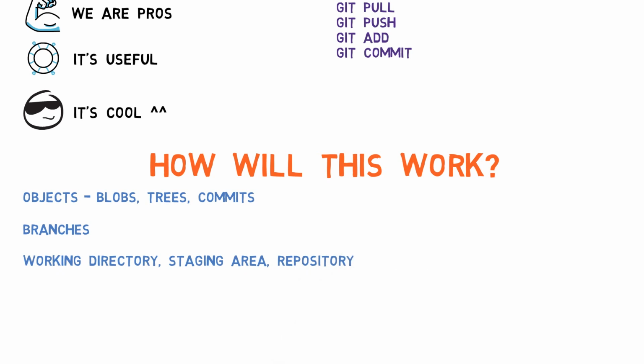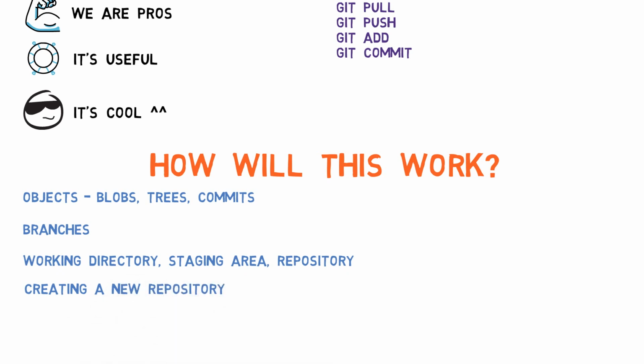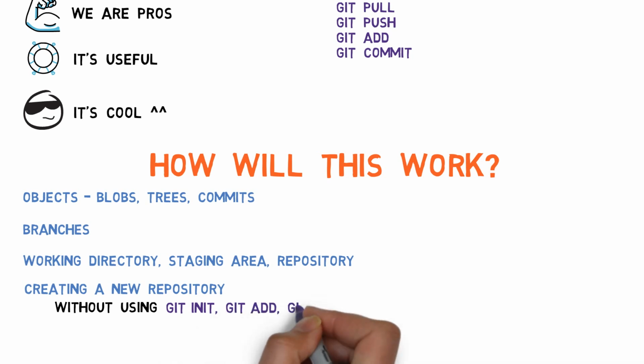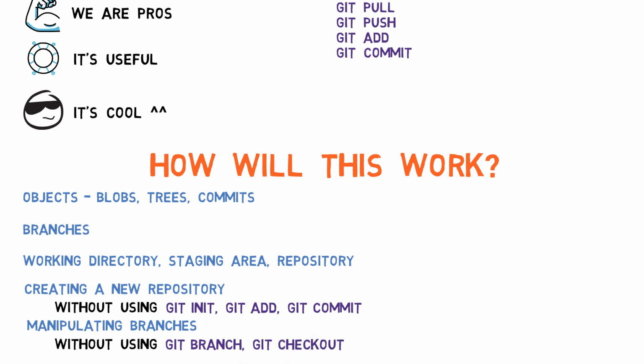We'll make sure we understand how these terms relate to Git commands we know and use to create a new repository. We'll then create a repository from scratch, without using Git init, Git add, or Git commit. This will allow us to deepen our understanding of what is happening under the hood when we work with Git. We'll also create new branches, switch branches, and create additional commits, all without using Git branch or Git checkout.